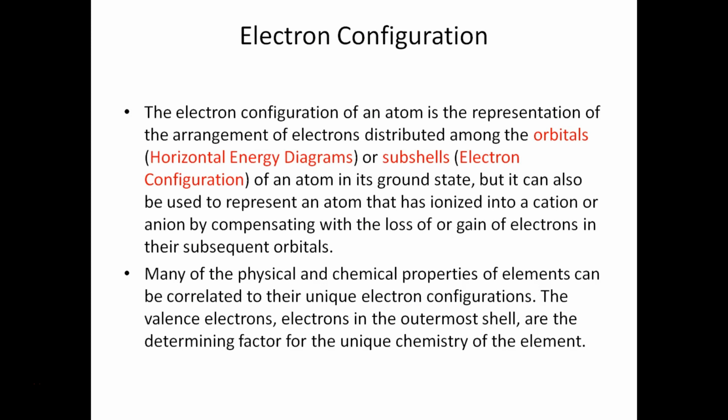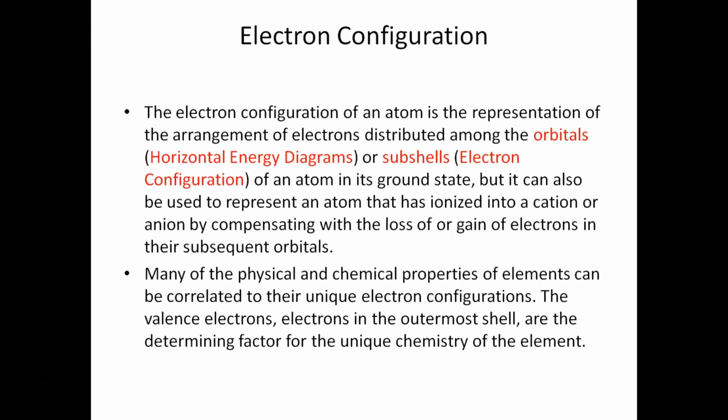So what we're going to do now is look at how we can determine the set of quantum numbers for a given electron, based on the information given to us from Schrödinger's wave equation. We refer to this as our electron configuration, and we're going to have two things, and we'll use different terminologies. If we want to represent the electrons in a given orbital down to our ml value, then we'll use what we call our horizontal energy diagrams.